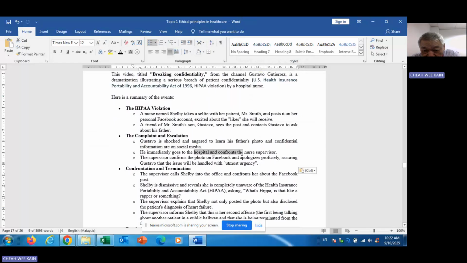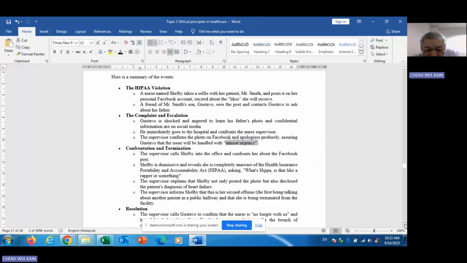So he goes to the hospital and confronts the nurse supervisor. The supervisor confirmed the photo on Facebook and apologized, assuring the son that the issue will be handled with utmost urgency. You gotta be careful. They always say they do it very fast, but no one is sure they do it fast enough.